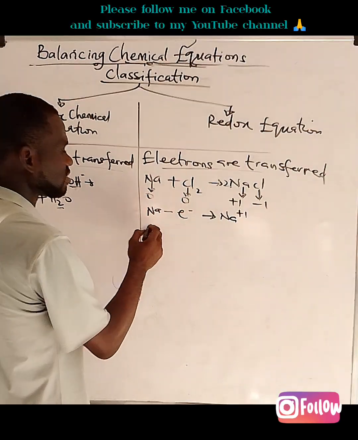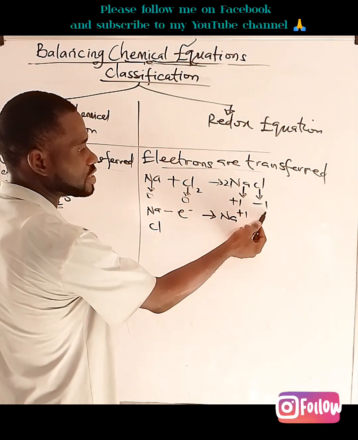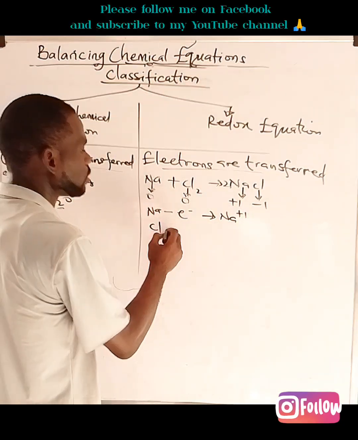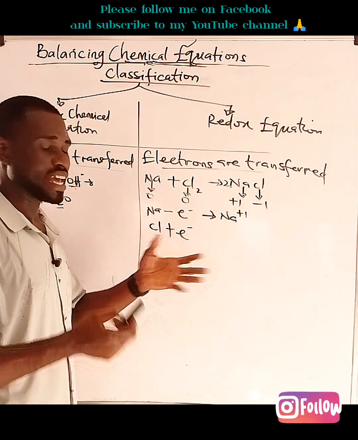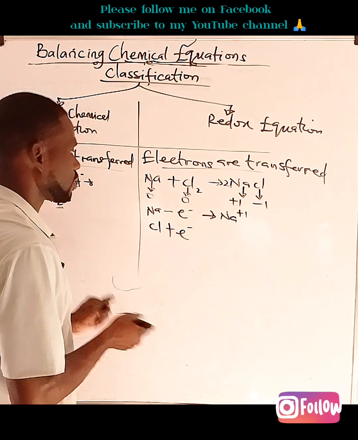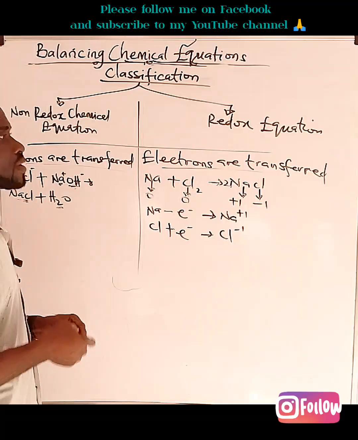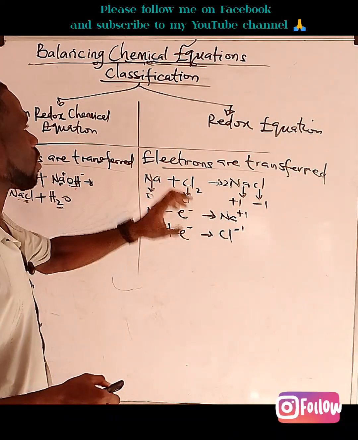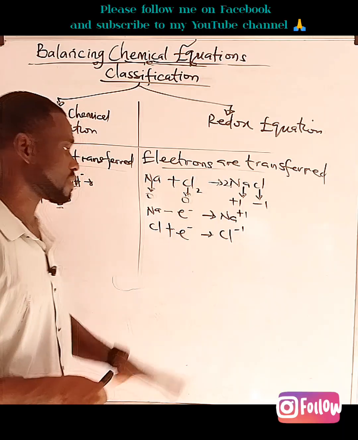While chlorine that was 0 here, you can see chlorine 0 here. What happens to chlorine? All of a sudden it is reduced to -1. So chlorine gained 1 electron. Once you gain an electron, you become electronegative. So chlorine here is, as you can see, -1. So that's that. When it comes to redox equations, electrons are exchanged, electrons are transferred, as you can see.